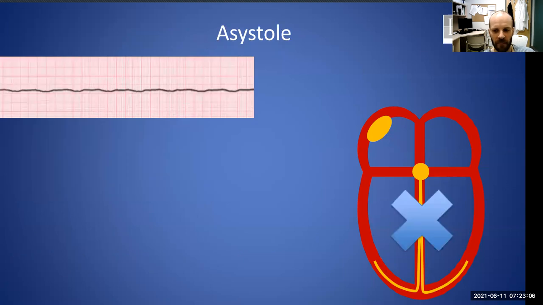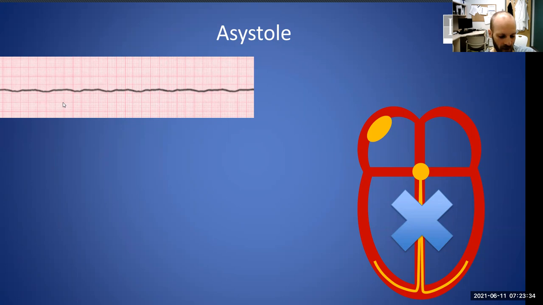What about this? Does this look like organized electrical activity? No, this doesn't look like organized electrical activity at all. This looks like just a bit of a wobbly baseline here. So it's not an entirely flat line. In general, as a rule of thumb, if you see an entirely flat line, it means that the ECG leads aren't connected properly. But here, we've got no P waves, no QRS complexes, and no T waves. Essentially, there is no heartbeat. This is not compatible with life.